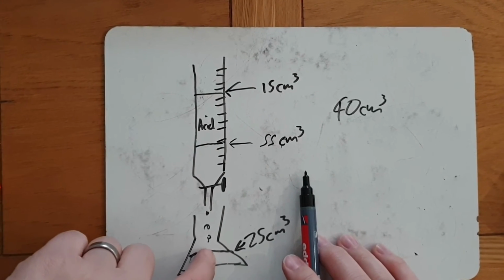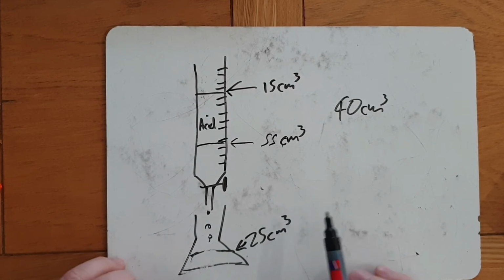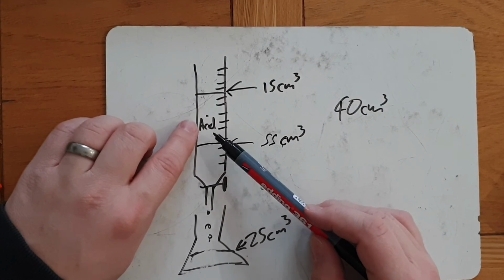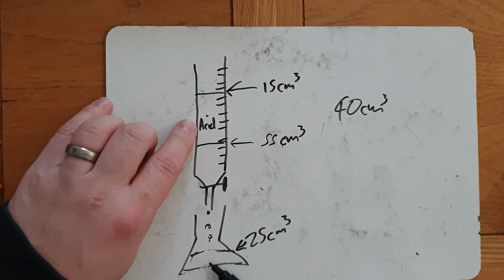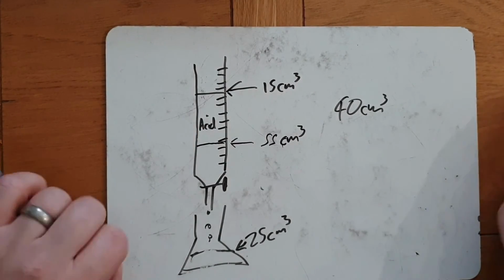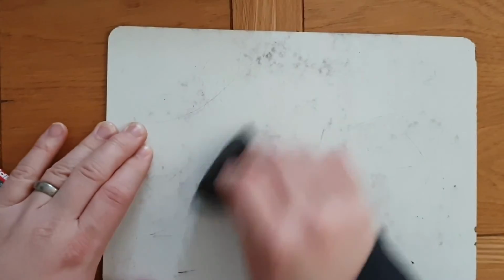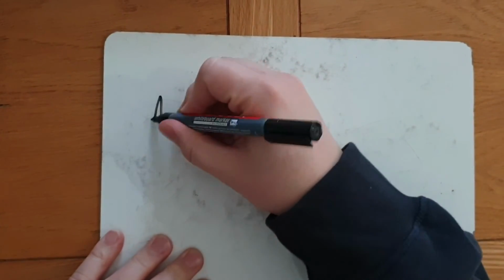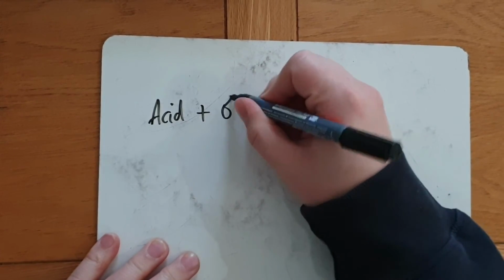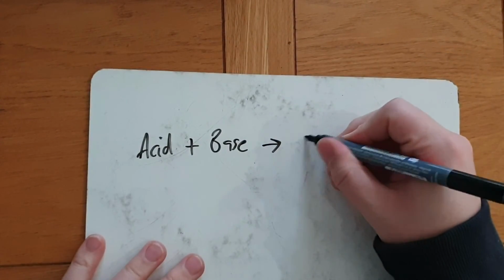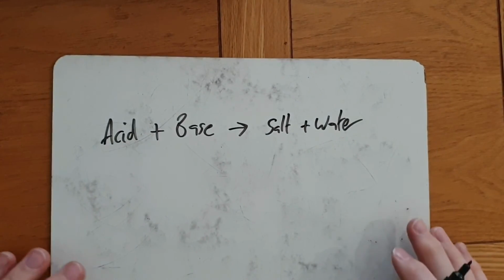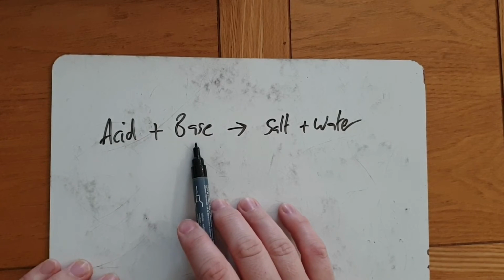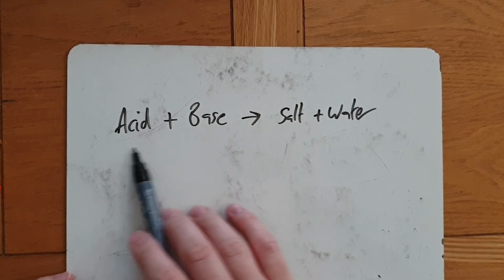I've got my base in here. I use the pipette to add exactly 25 centimetres cubed of base, and then use the burette to add exactly 40 centimetres cubed of acid. And then I will know that I have reacted perfectly in the perfect proportions. I've added acid and base, and I've made salt and water. So there won't be any acid or any base left because my titration reacted them together perfectly.